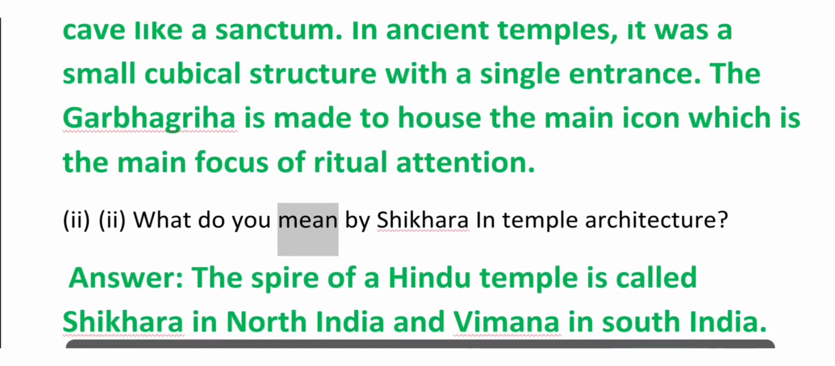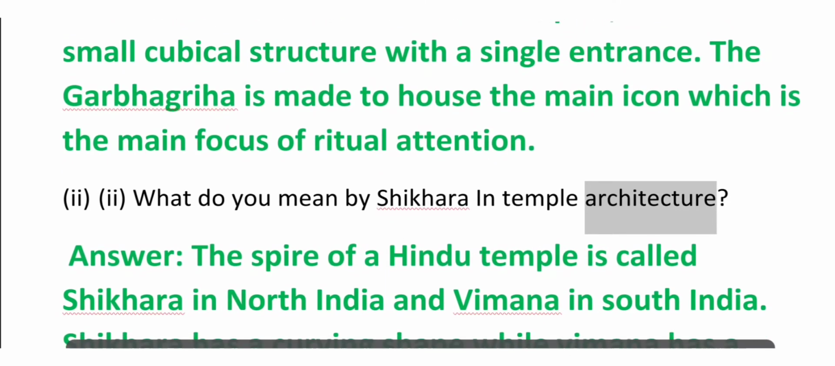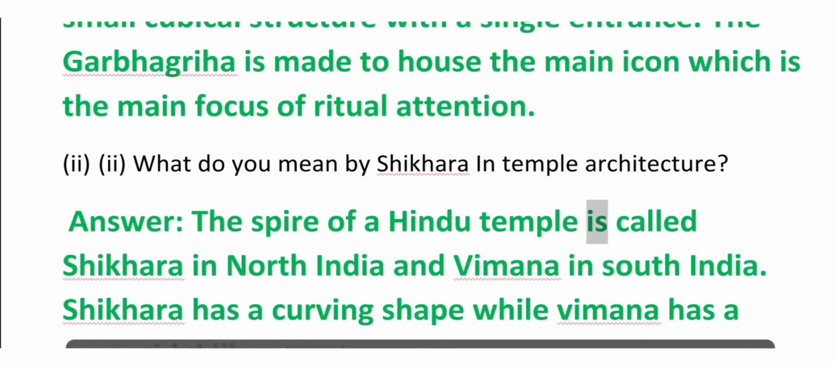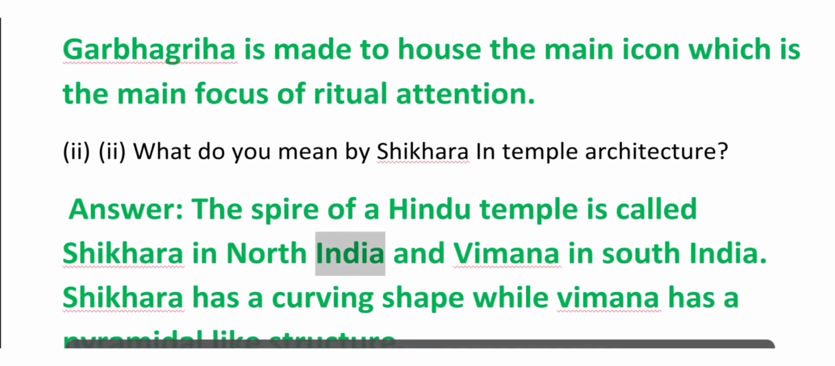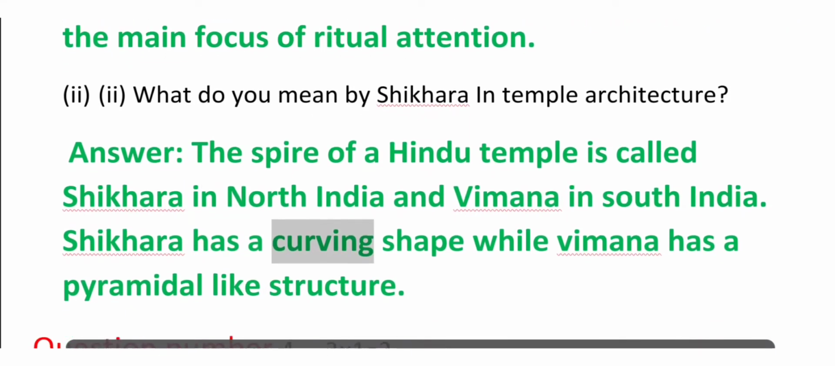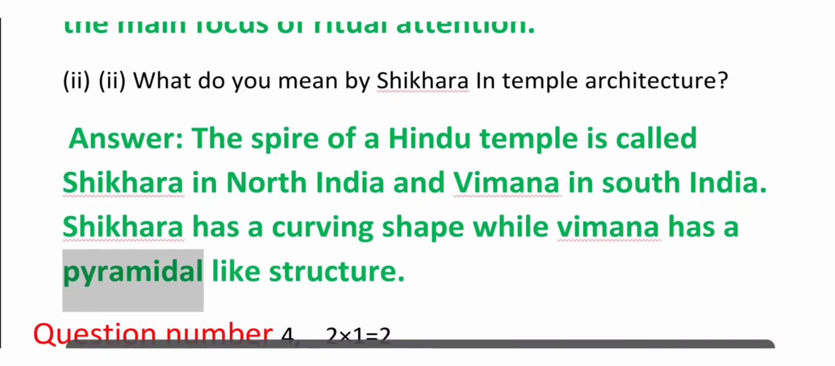2. What do you mean by Shikhara in temple architecture? Answer. The spire of a Hindu temple is called Shikhara in North India and Vimana in South India. Shikhara has a curving shape while Vimana has a pyramid-like structure.